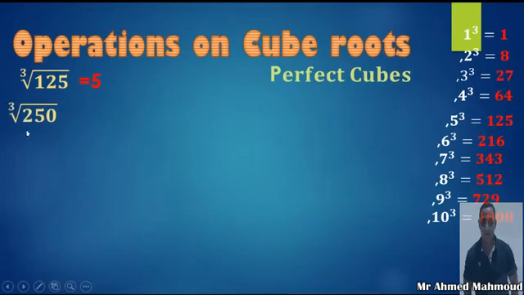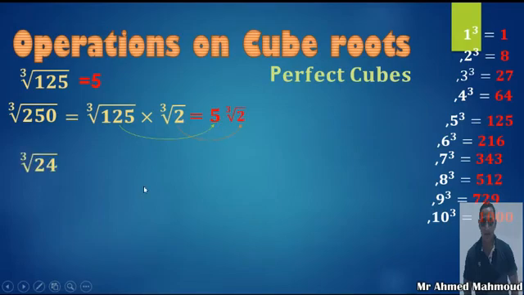But if we have a number like 250, 250 is not a perfect cube. Then we are going to change this number into a product of a perfect cube and another number. 250 equals 125 times 2. Then we are going to change this cubic root into cubic root 125 times cubic root 2. First, we are going to take the value of cubic root 125, which is 5, and leave cubic root 2. Then the answer will be 5 cubic root 2.